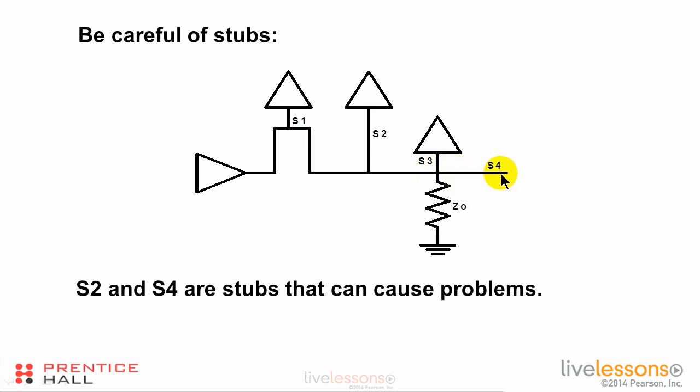The signal will go down to the end of this line and reflect back. From a transmission line standpoint and a reflection standpoint, this is bad because it will set up a reflection. From an EMI standpoint, this is bad because this looks like an antenna and it will radiate EMI out into the world. So 2 and 4 we don't want to do. 1 and 3 are good.